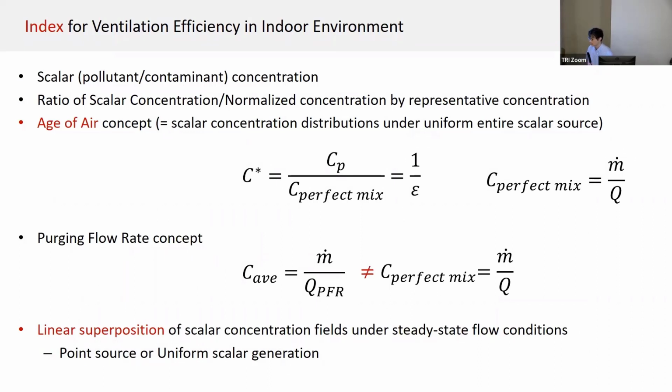And by using CFD technique, we can calculate the volume average concentration. Unfortunately, the volume average concentration and the perfect mixing concentration are not always consistent with each other. Therefore, the ratio of the perfect mixing concentration and volume average concentration shows a representative, useful ventilation rate. This effective ventilation rate is called the purging flow rate, and we usually use the purging flow rate as the main control parameter for pollutants control or contamination control.